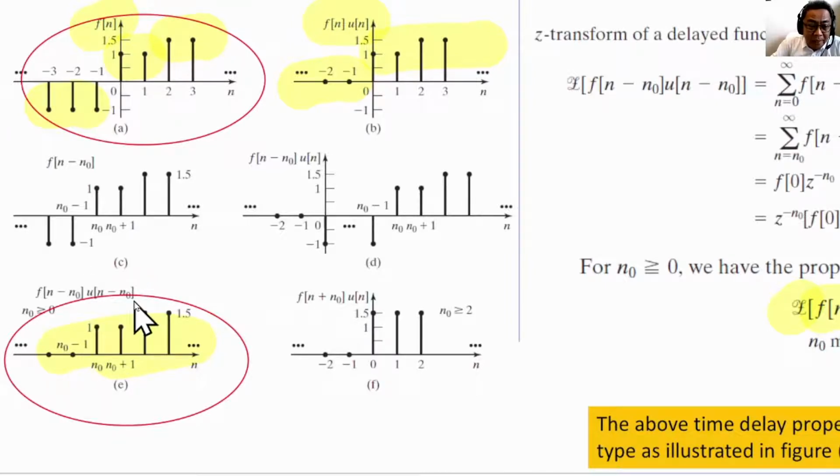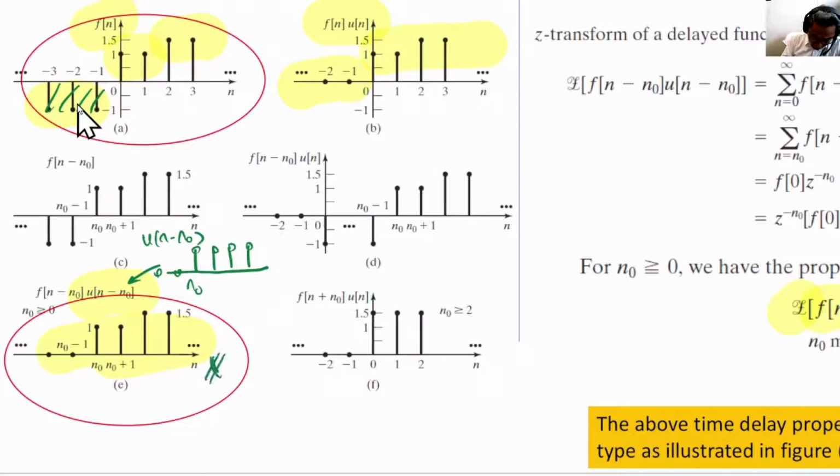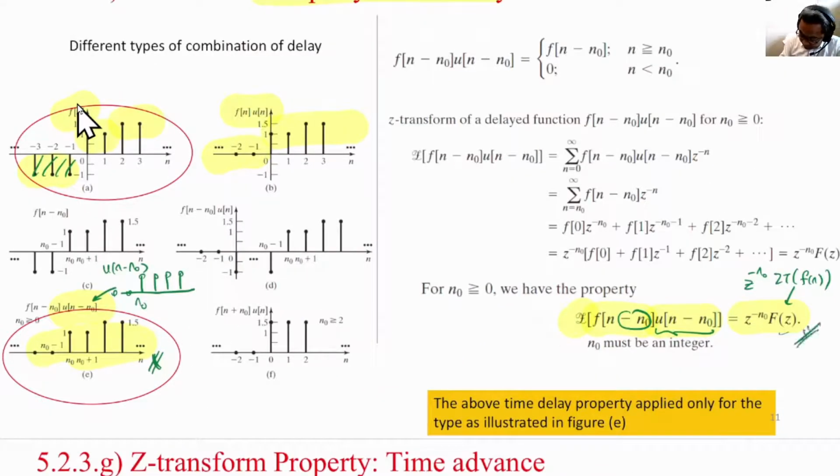It is achieved through this u[n - n0], because u[n - n0] means a step only from n0, while before n0 it is all 0. So this is u[n - n0]. And when we have this expression multiplying by f[n - n0], it basically wipes out all these signals, allowing f[n] and f[n - n0] to look identical, ignoring the anti-causal signal. And when this is true, the Z-transform is simply F(z) multiplied by z^(-n0).